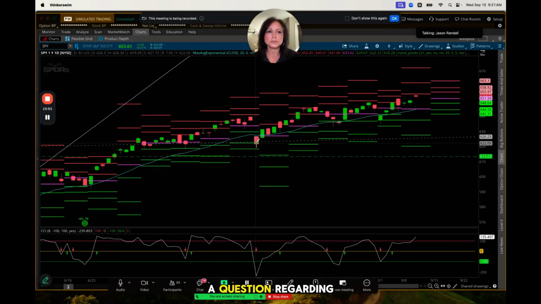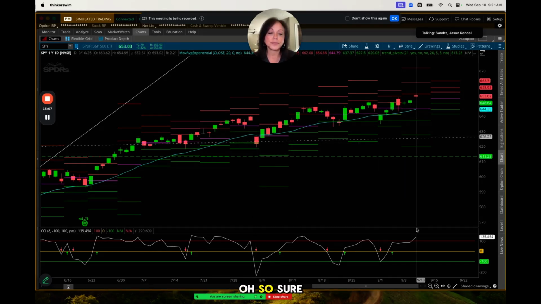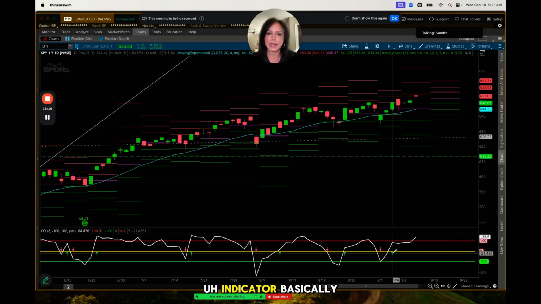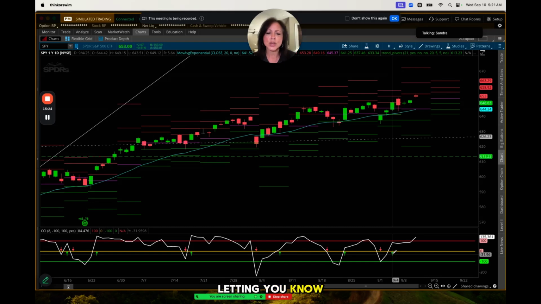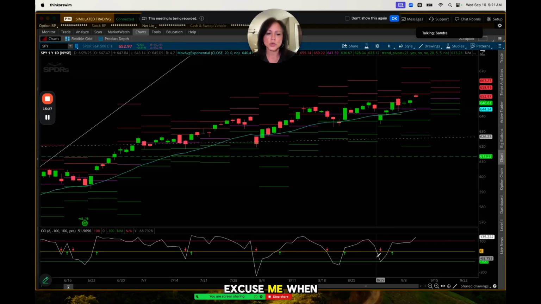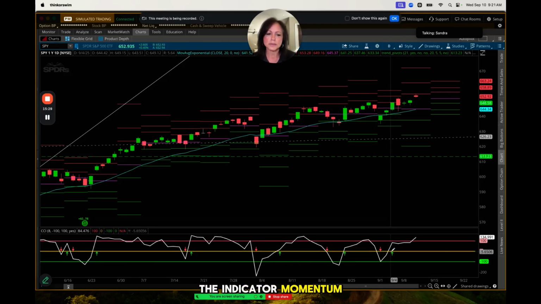I have a question regarding the CCI indicator. What are the up and down arrows indicating? Sure. So this indicator basically has up and down arrows. If you want them on, you can turn them off as well, just like you can customize this indicator to change the colors of the bands when you put it on your chart. But basically it's letting you know when the indicator momentum is above the zero line and when it's below it. So as it's crossing, it's letting you know with the arrow.